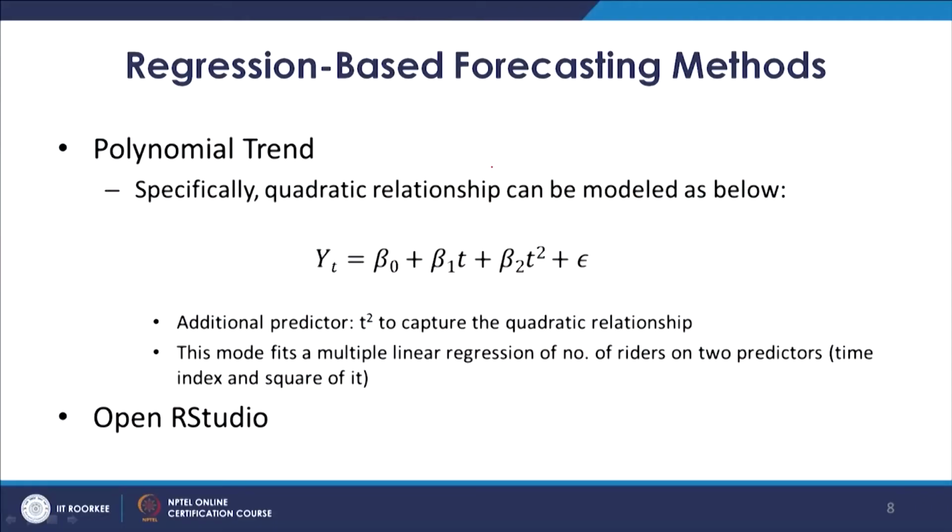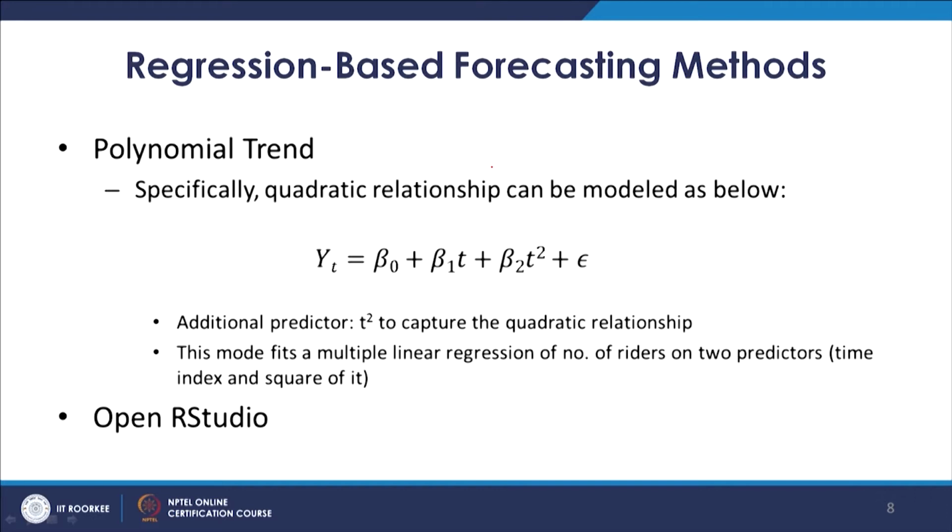So, in the previous lecture we started our discussion on regression based forecasting methods. Therein we talked about the importance of modeling trend and seasonality. We started our discussion with trend. We talked about three specific trend shapes: linear trend, exponential trend, and polynomial trend. We also did an exercise in our RStudio environment where we were able to model the linear trend and exponential trend. Now, in this particular lecture we will start with the third type, that is polynomial trend.